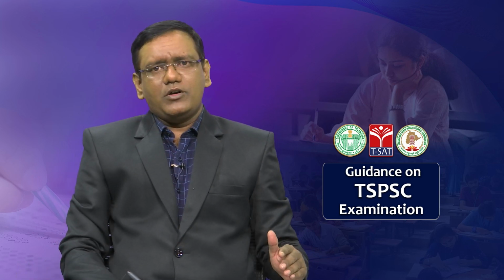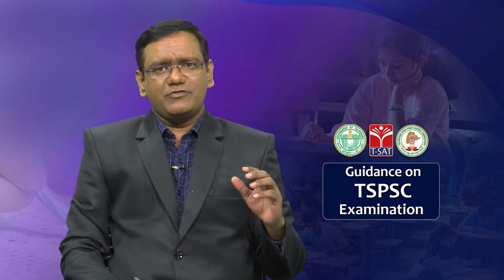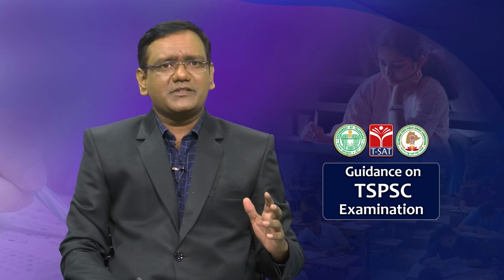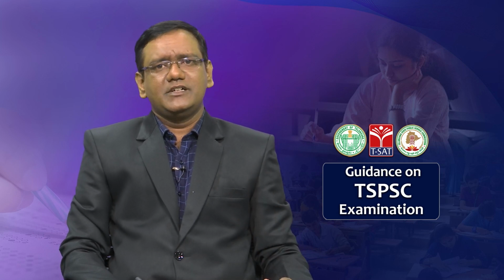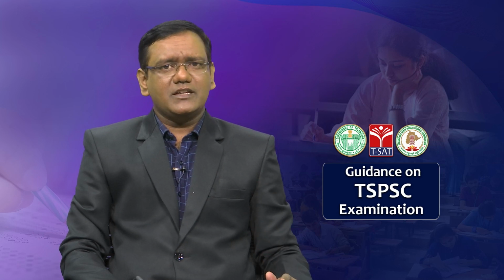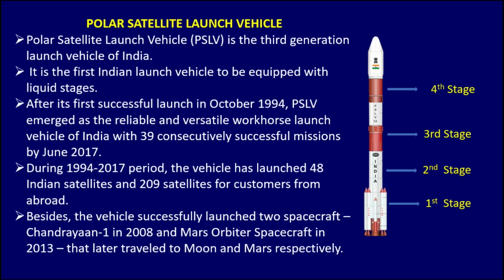So now let's talk about the satellite launch vehicles. We use two types of satellite launch vehicles, that is the Polar Satellite Launch Vehicle and the GSLV, that is Geosynchronous Launch Vehicle. So now let's learn more about the Polar Satellite Launch Vehicle. The Polar Satellite Launch Vehicle is the third generation launch vehicle of India. Before that there were two more launch vehicles, but this is the third generation. That's the reason why we're calling it the third generation.